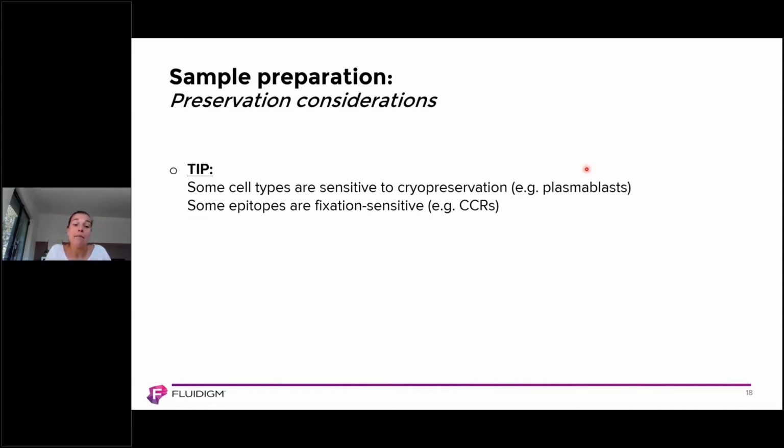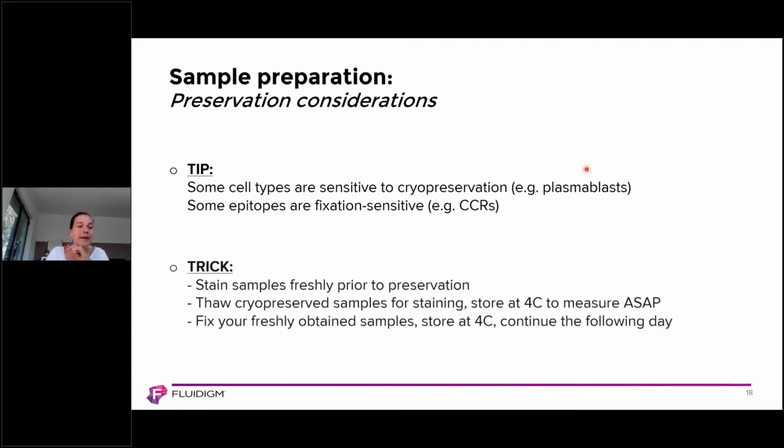And it's the same for fixation. So sometimes you can receive fixed samples, and you will see that some of the epitopes are affected by this fixation, like the CCR, for example. And also in this case, you will prefer to do the staining first and fix after that. So always be conscious of your samples and what you want to look at in your samples.